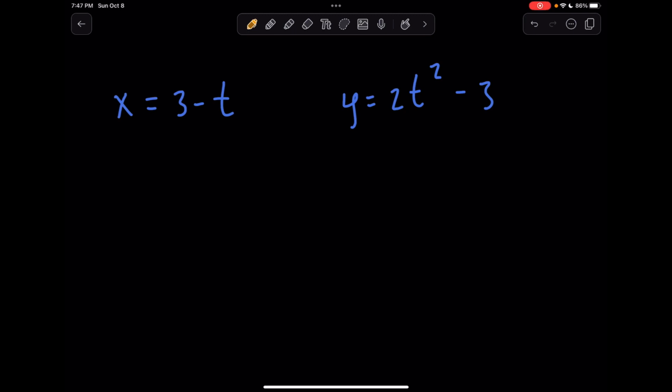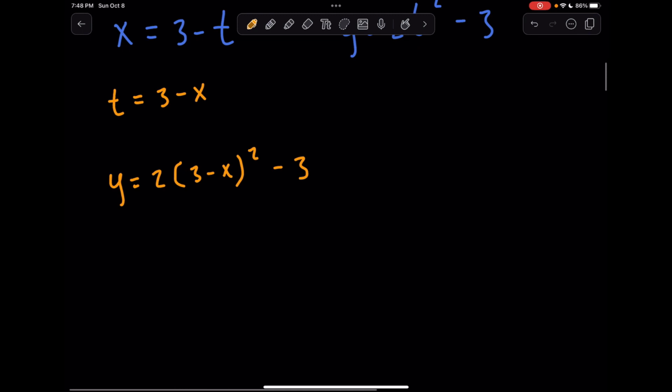We can notice that in this first equation, where we have x equals 3 minus t, we can simply rewrite this as t equals 3 minus x by bringing the t to the other side and the x to the other side. Now that we have t on its own, we can substitute that t in for the t in the y equation. So we will write this as y equals 2 times (3 minus x) squared minus 3.